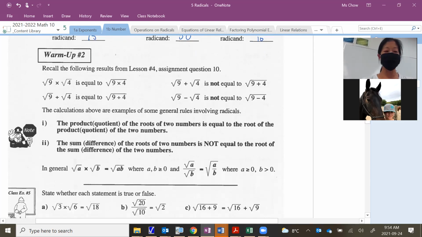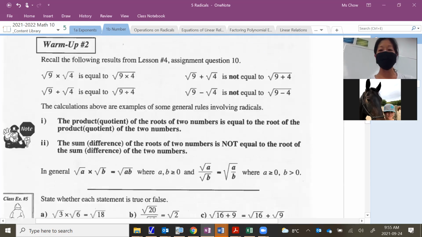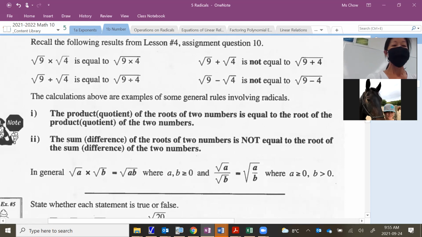So let's take a look at this. It says recall. We actually haven't done this just yet, so we're doing it right now. Square root of 9 is 3, times what's the square root of 4? 2. So 3 times 2 is 6. If I follow order of operations, the square root of 9 times 4 is the square root of 36, which is 6. So you recognize that they're equal, the same thing.